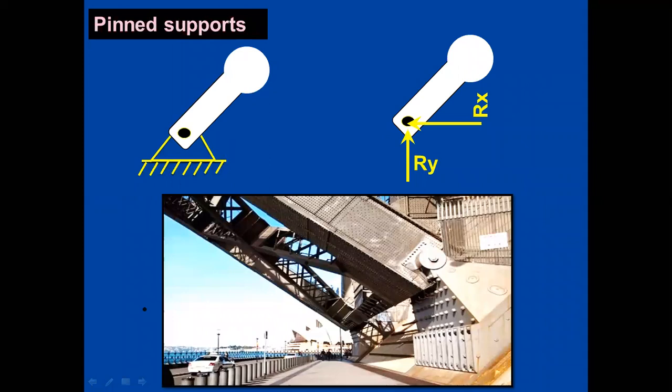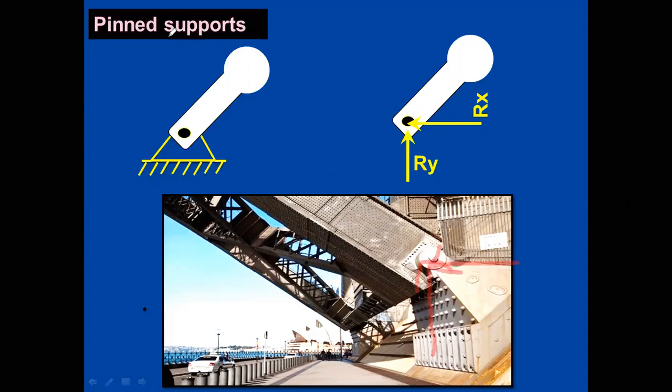Next one, pin support. Here you see the example for the pin support. Pin support is also called a hinged support. This hinged support or pin support will develop reactions in both the vertical direction and the horizontal direction. That is, both a vertical reaction and a horizontal reaction develop, which means that the hinged support or pin support will always develop a resistance against translation along the vertical direction as well as along the horizontal direction.